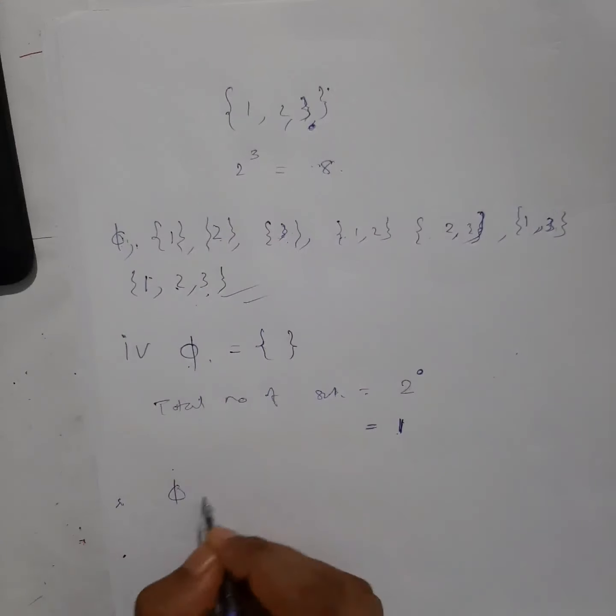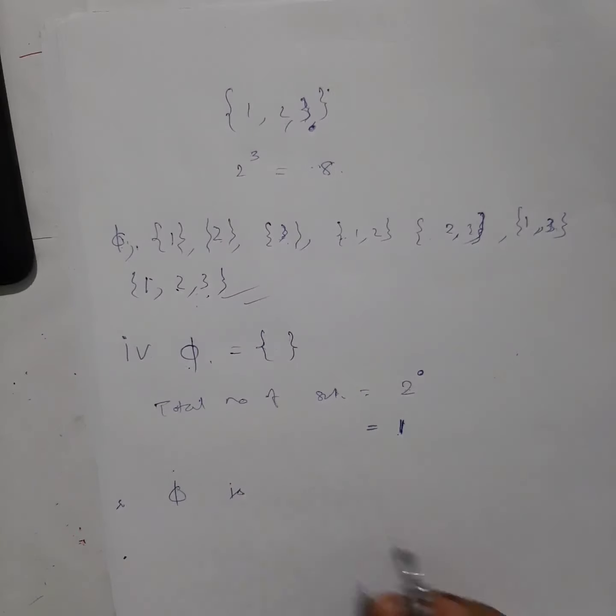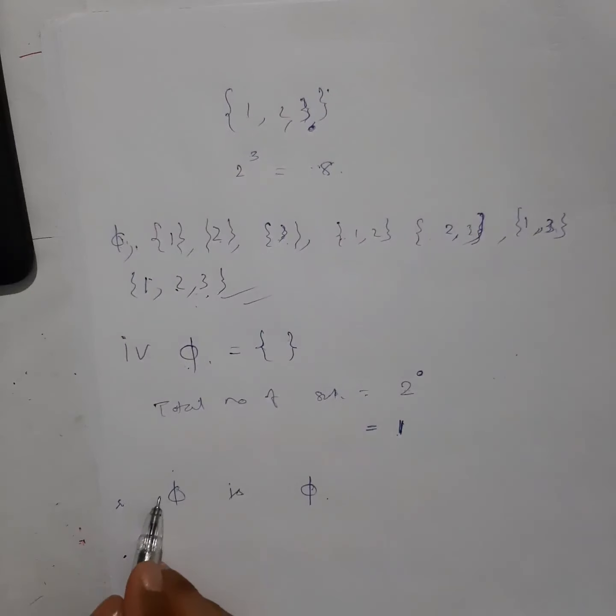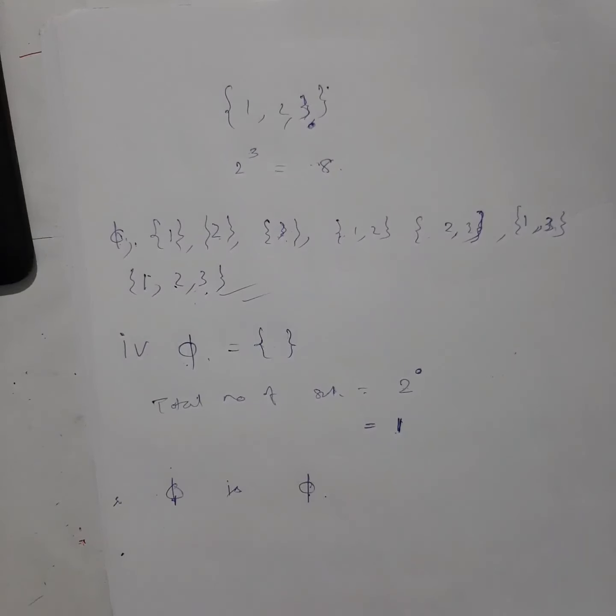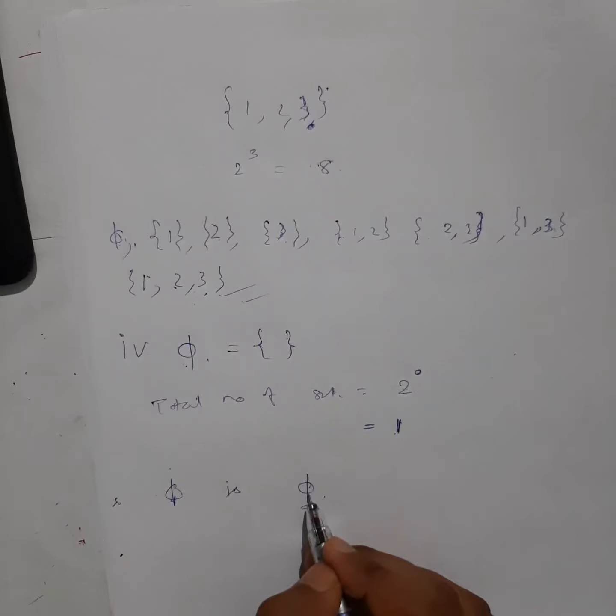So what will be the subset of this one? Subsets of phi is, what will it be? Phi, the set itself. Remember, I said the set itself will be a subset of any set. So phi is the set here, right? So the subset of this one will be phi only. There will be no other subset. So one subset I got. That will be your answer. Okay.